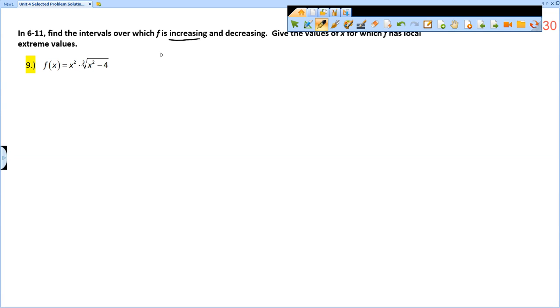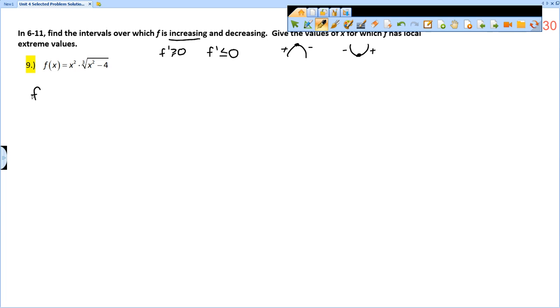All right, so remember, f is increasing when f prime is greater than or equal to 0, and decreasing when f prime is less than or equal to 0. To find the values of x for which f has local extreme values, remember, a local max occurs when f prime changes from positive to negative, and a local minimum occurs when f prime changes from negative to positive.